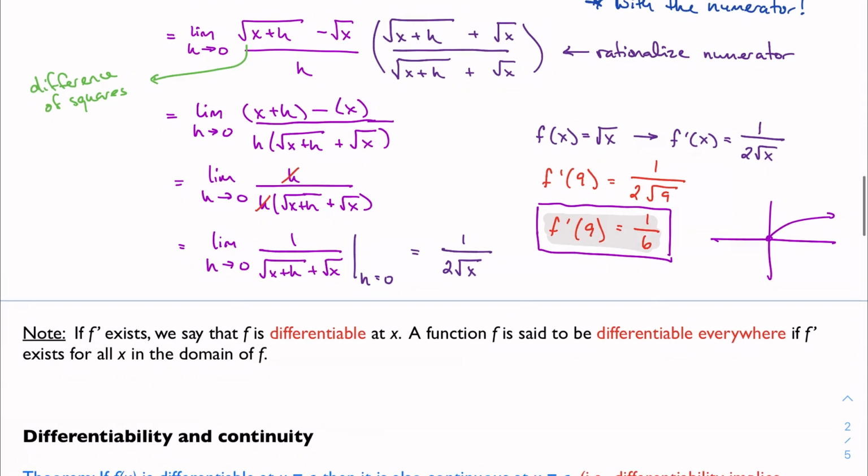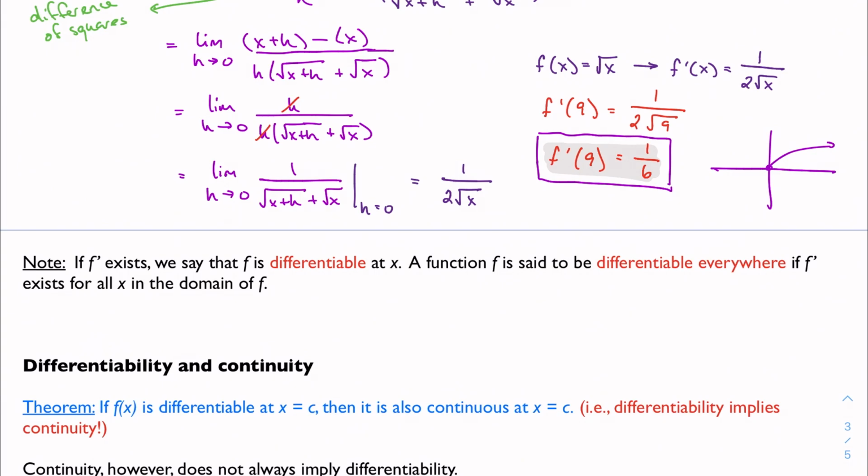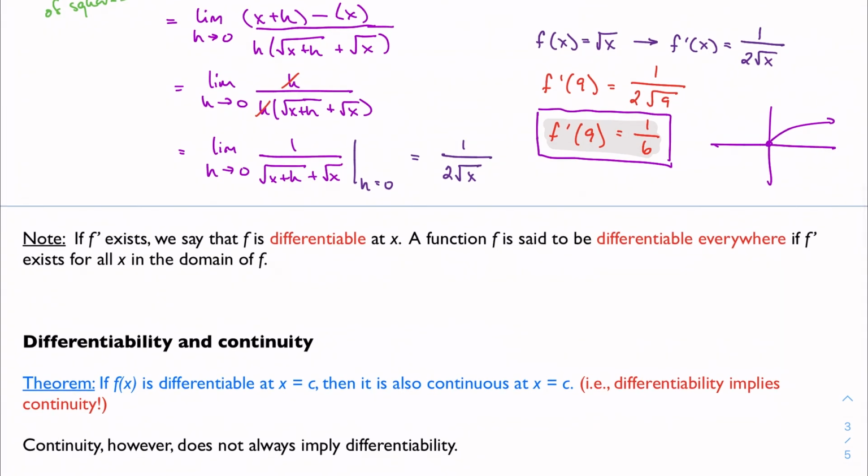So one last point in this video, if f prime exists, we say that f is differentiable at x, which is just a big word for saying that we are allowed to take the derivative and we can get a result. A function f is differentiable everywhere if f prime exists for all x in the domain of f. So differentiability, we'll start to connect this a little bit to some other problems in the next section.